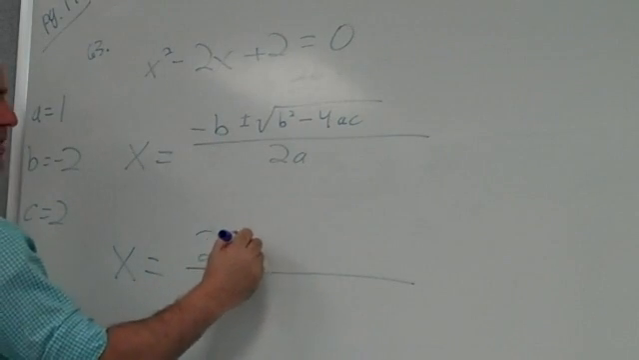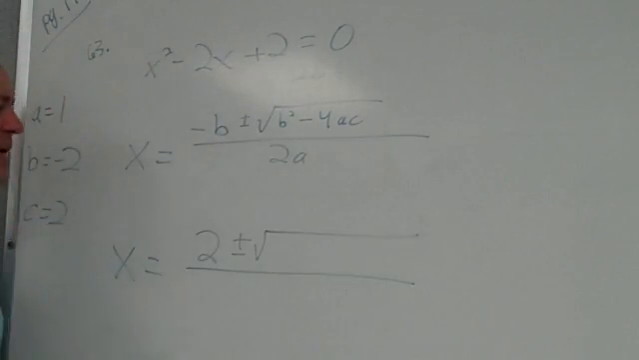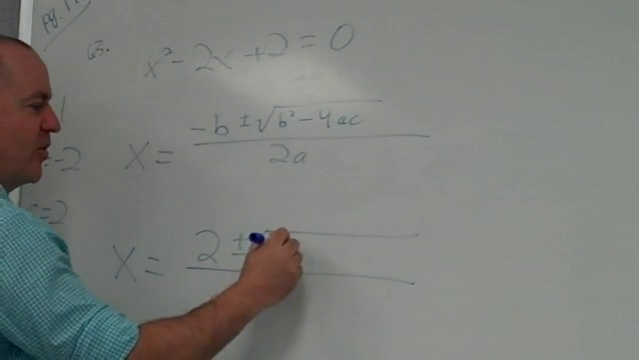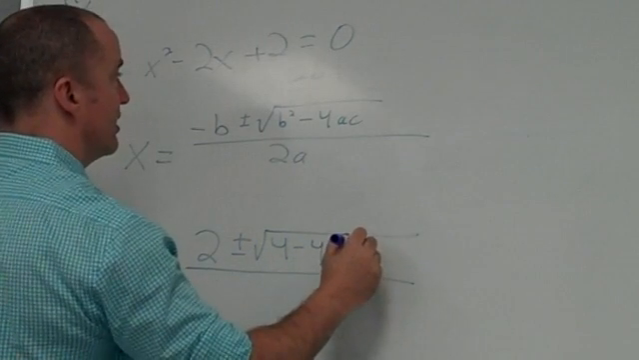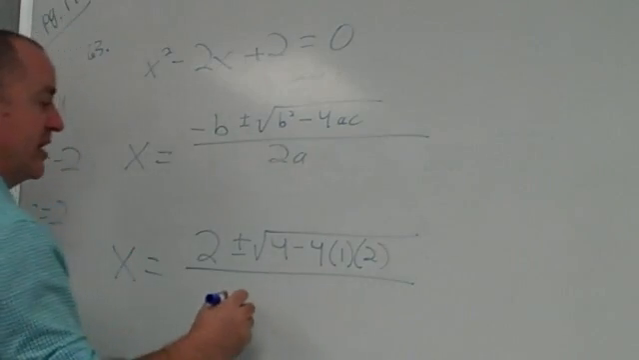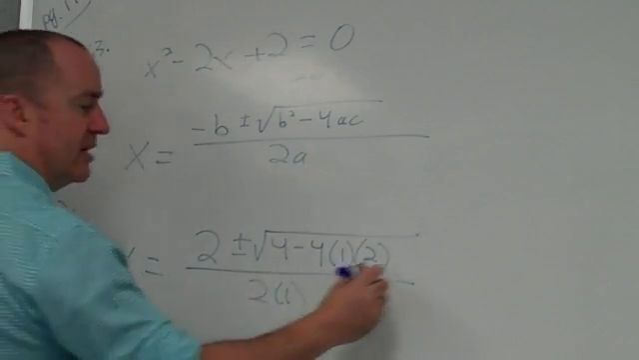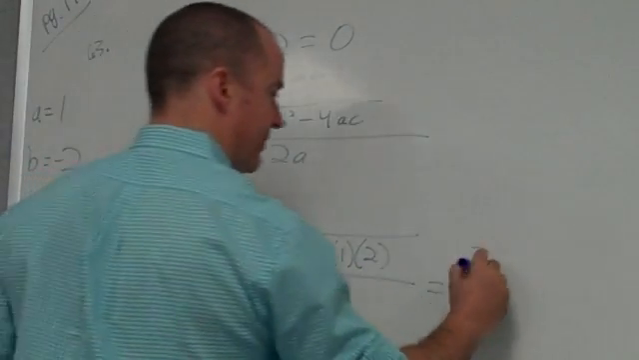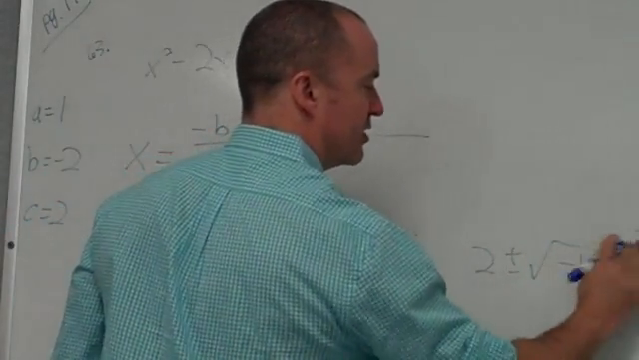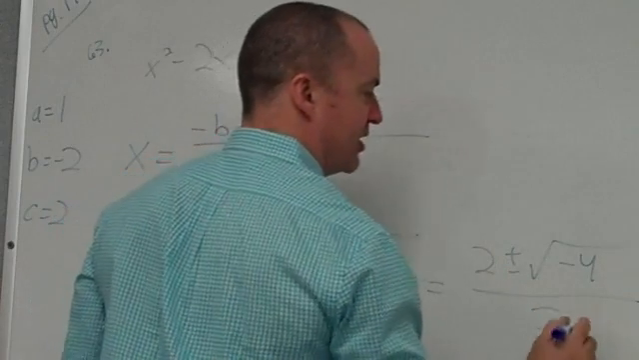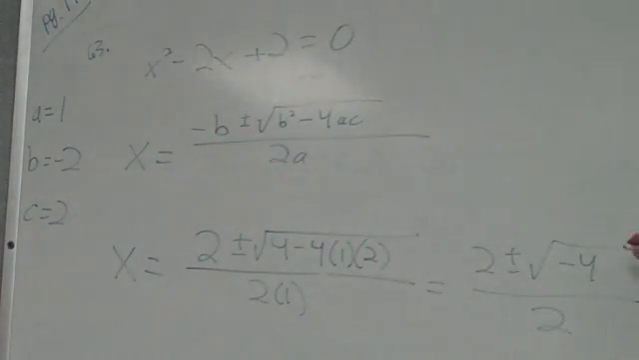Positive 2, plus or minus the square root. What's negative 2 squared? Positive 4. Minus 4 times 1 times 2, over 2 times 1. So it's going to be negative 4. Yes, because 4 minus 8. Square root of negative 4 over 2, which is going to be square root of 4i. 2 plus or minus square root of 4i over 2.